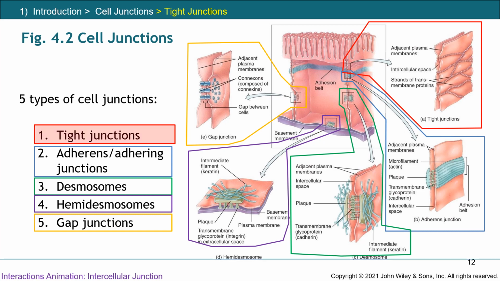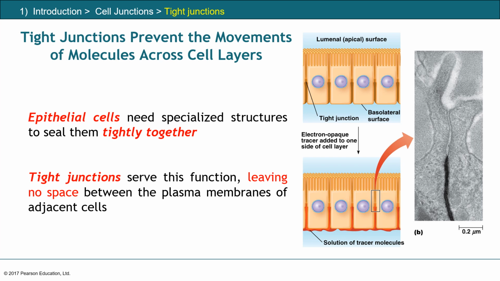So let's start with the tight junctions. The key information that you need to remember about the tight junction is that they prevent the movement of molecules across cell layers. This is very important, for example, in the stomach. Why? Because if one of the enzymes or molecules leaves the stomach, the pH of the stomach is very acidic, so it can kill or destroy our tissue. So what they do is they have these tight junctions that seal completely those structures.